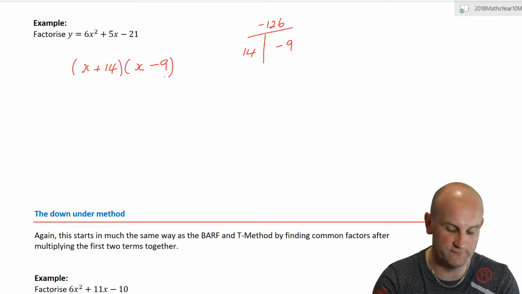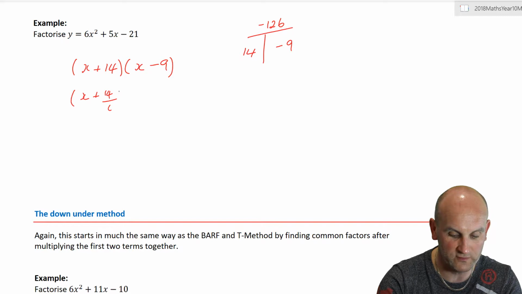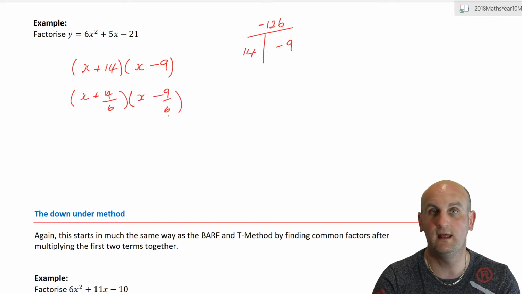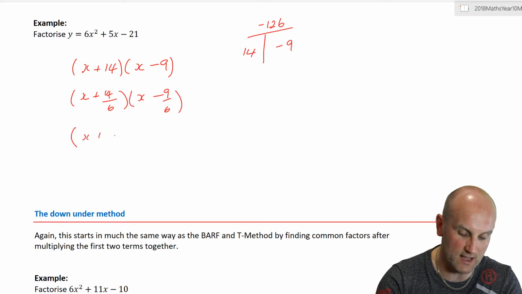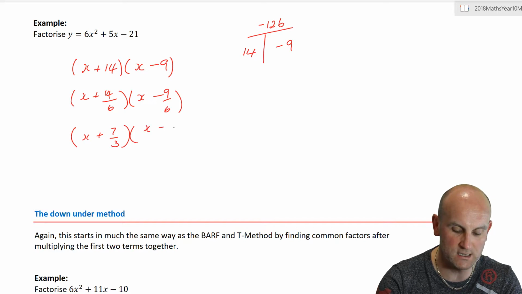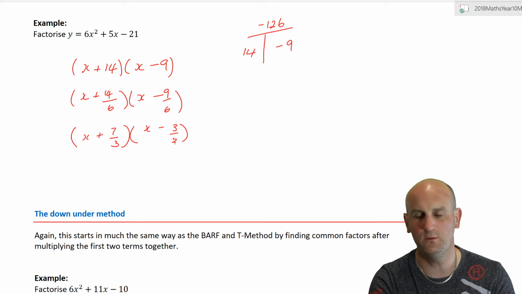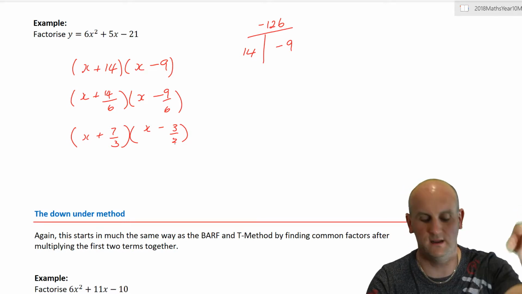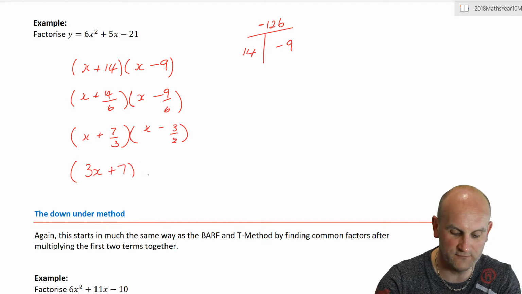Then we divide by the a term. So we have x plus 14 on 6, x minus 9 on 6. What do we do then? Reduce. So we have x plus 7 on 3 and x minus 3 on 2. And then we fly, where we have a denominator. We move it up to multiply the x in that bracket, which gives me 3x plus 7 and 2x minus 3.